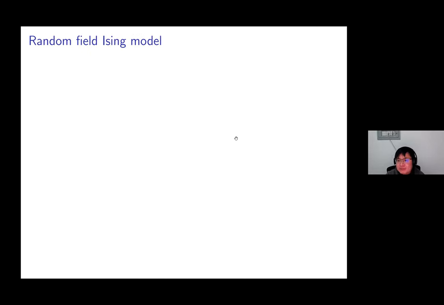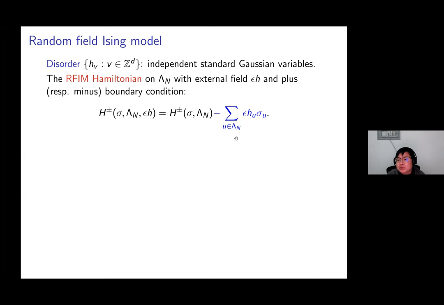Now let's move to the main object that we want to talk about for today's talk, the random field Ising model. Basically, we just introduced some disorder to the system. First, for simplicity, let's just consider independent standard Gaussian variables for the disorder. So they are i.i.d., mean zero, and the variance is one.